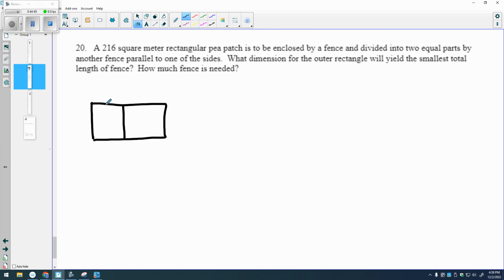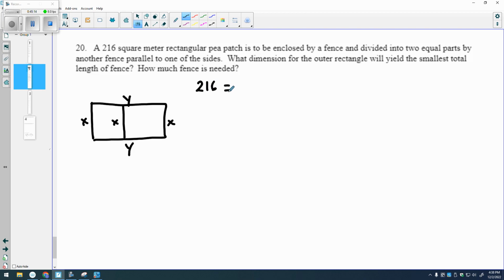Okay, so we can call this a bunch of different things. I'm going to call this whole entire distance y and this whole entire distance y. You could have made this y and this y. You just had different equations for your area and so on, but that's okay. And these are all x's. They're all the same. So I have x's.